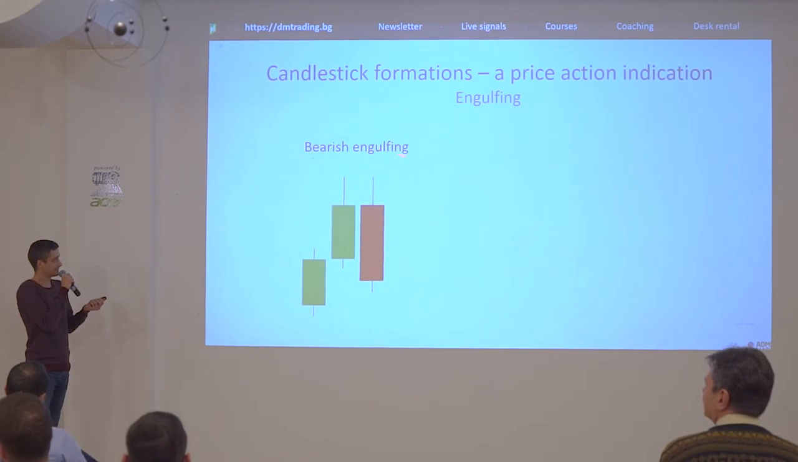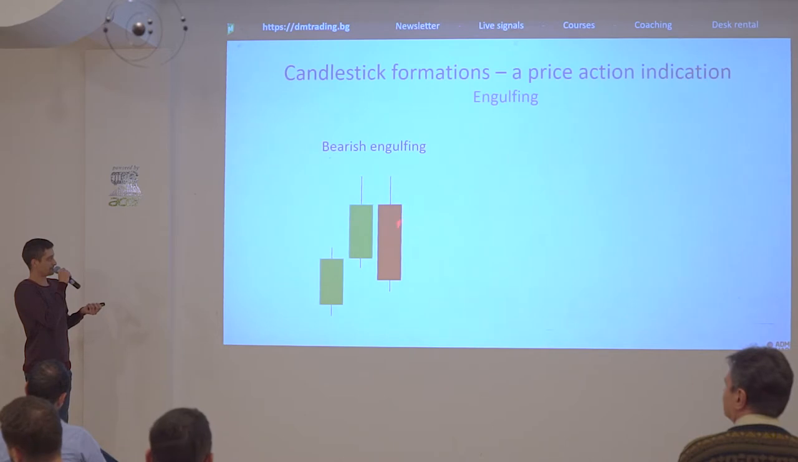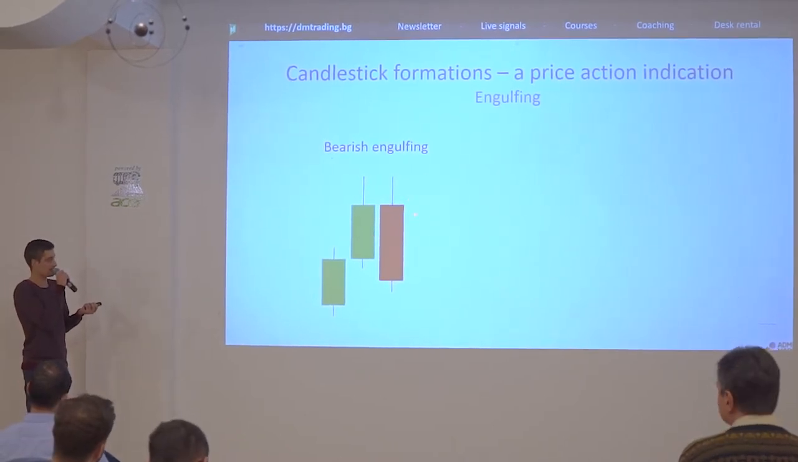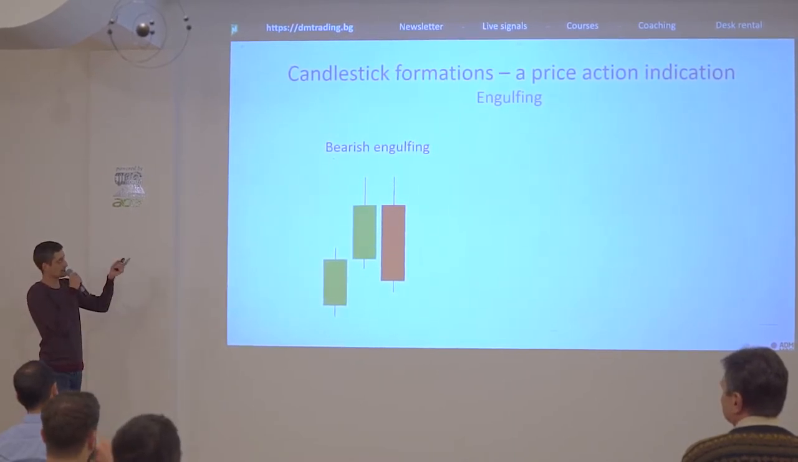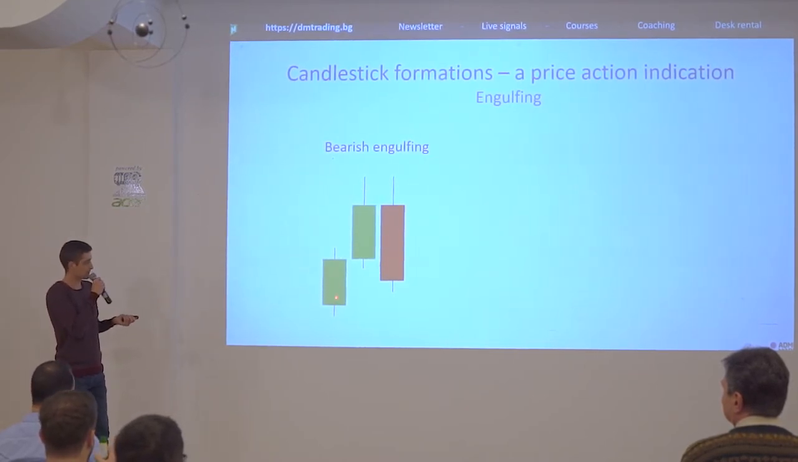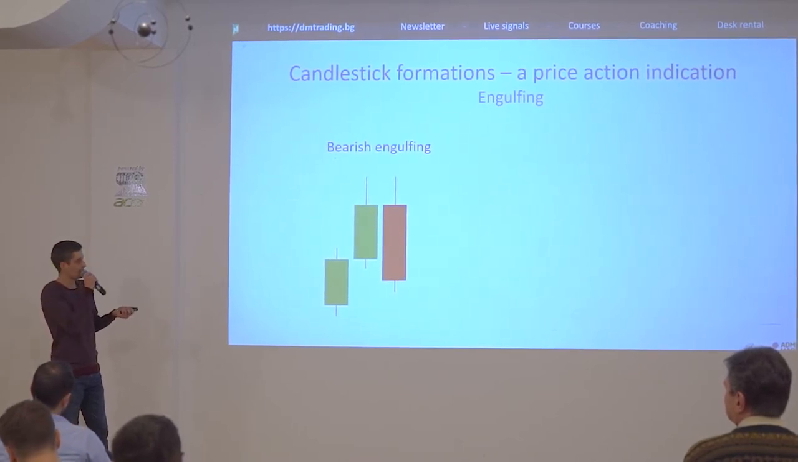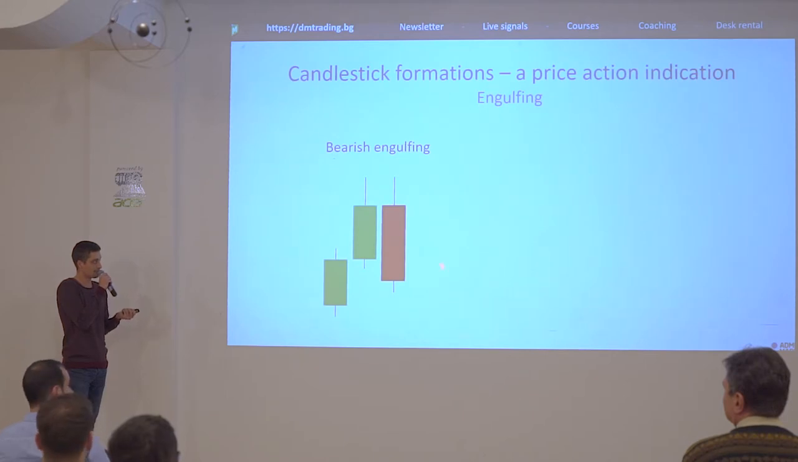However, the engulfing is basically when the next candle is opposite to the previous one, and its body fully engulfs the previous candle. So, in this example, we have a bearish engulfing, and as you can see, we are having a bullish momentum, so the price is going up for several candles, and then the sellers are getting stronger, they're pushing the price down, and they're forming this huge red candle which engulfs the previous one.